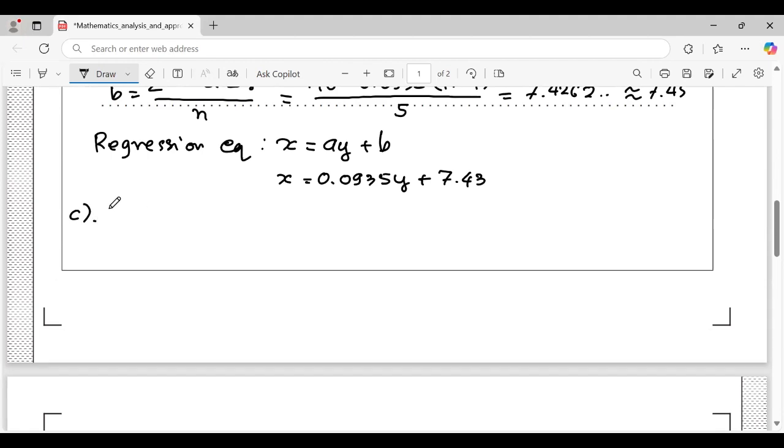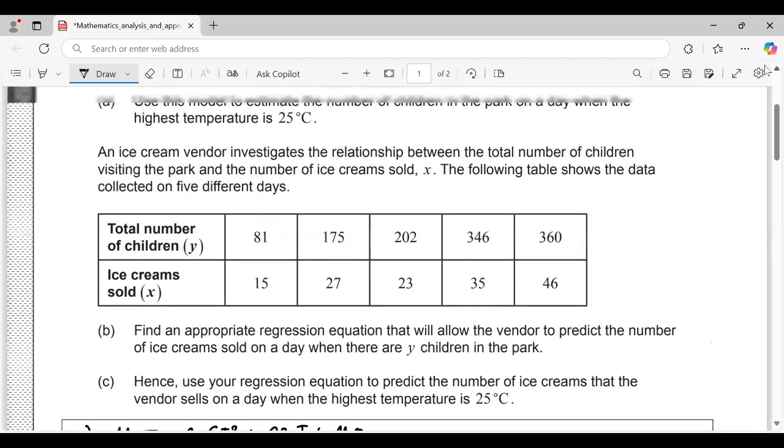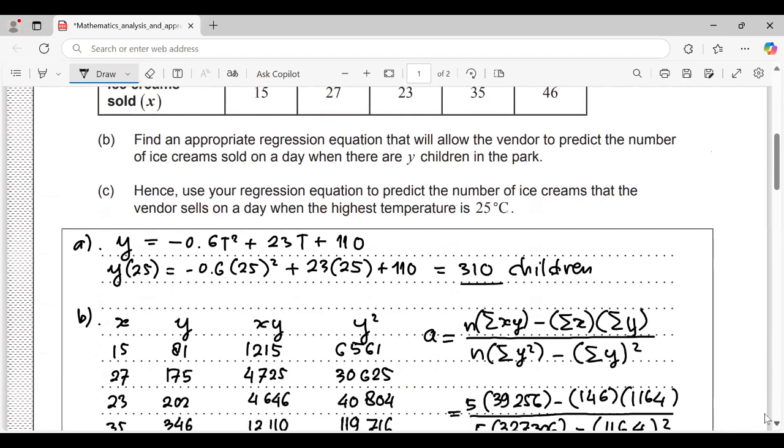Substitute, just substitute y equal 310. This is the amount of children on part A, because when the temperature is 25 degrees Celsius, according to this question, the amount of children is 310.